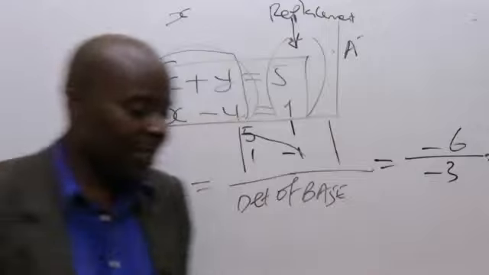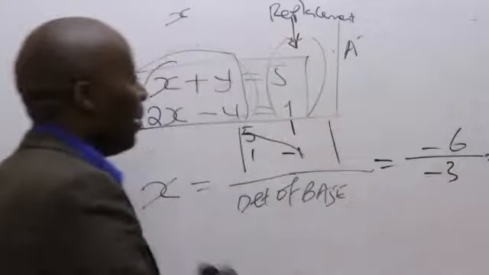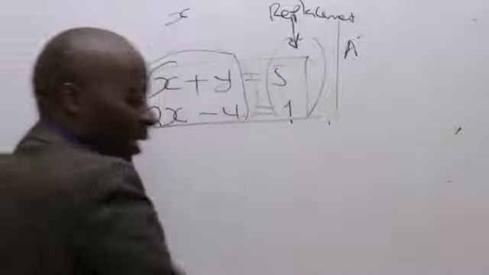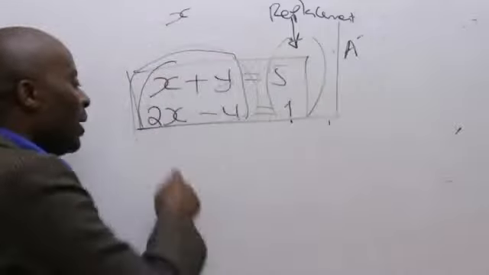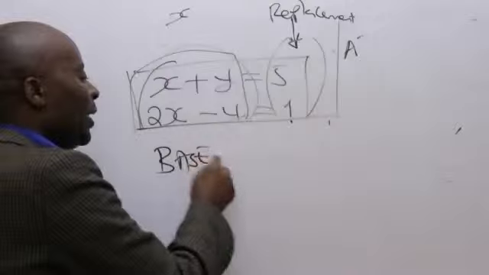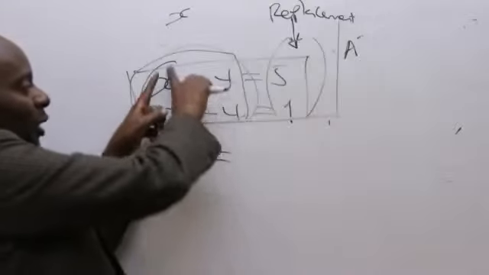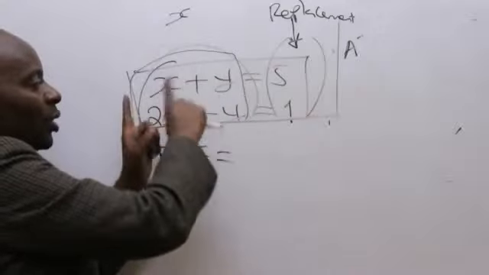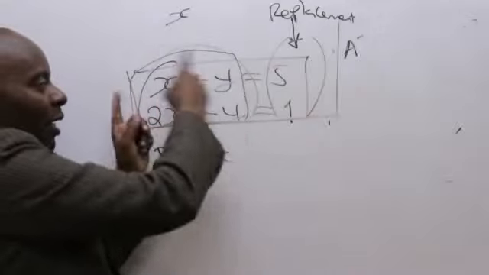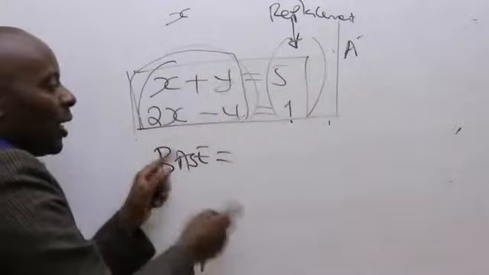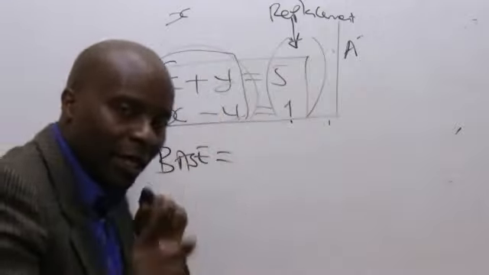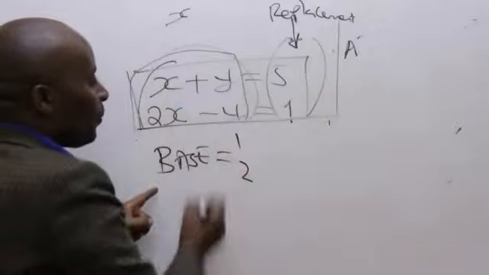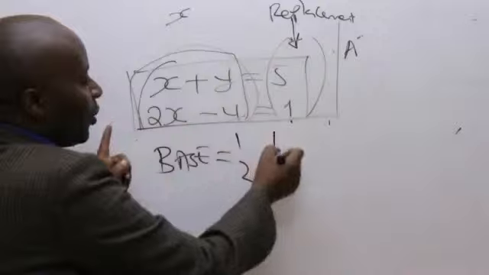Determinant of the base matrix. Remember, when we began, we started by defining the base matrix. And the base matrix, we said, is constituted by what here? The coefficients of the unknowns, the coefficients of x and y, those numbers that come before x and y. So like now here, I can see the first column is 1, 2. And then I can see the second column is 1 and minus 1.